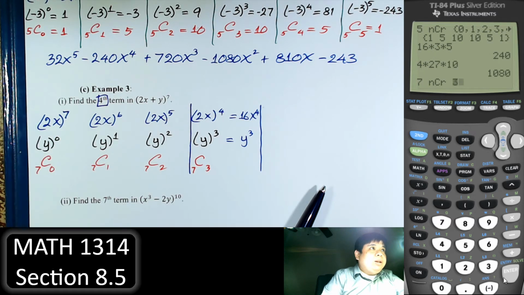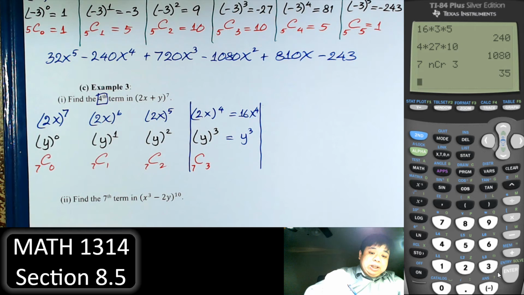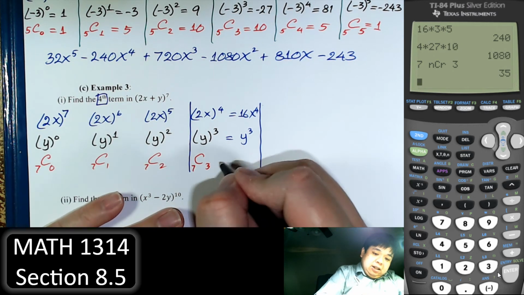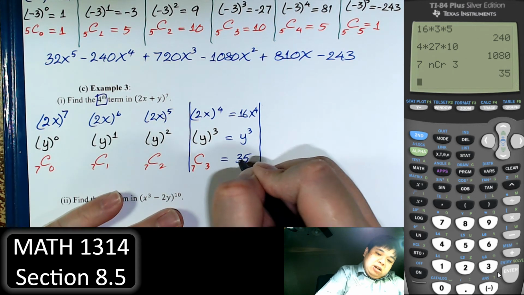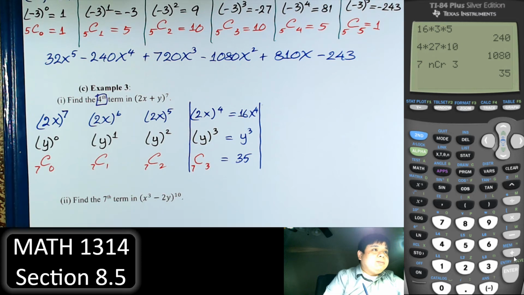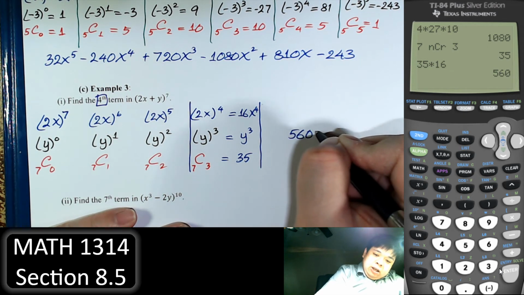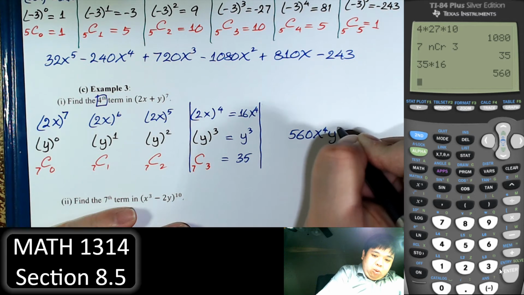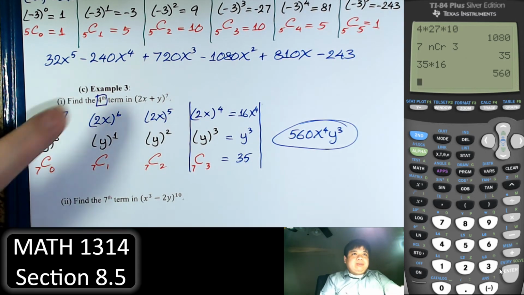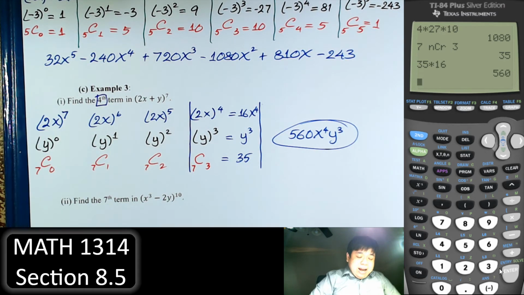Option number 3, I mean, 7 choose 3. That's 35. So 35 times 16 is 560. So we have 560 x to the 4th y cubed. So that is the fourth term of that expansion. Right? We just count the fourth term.